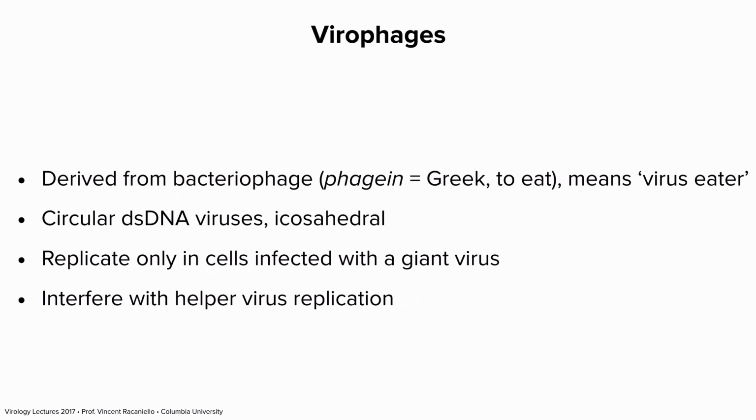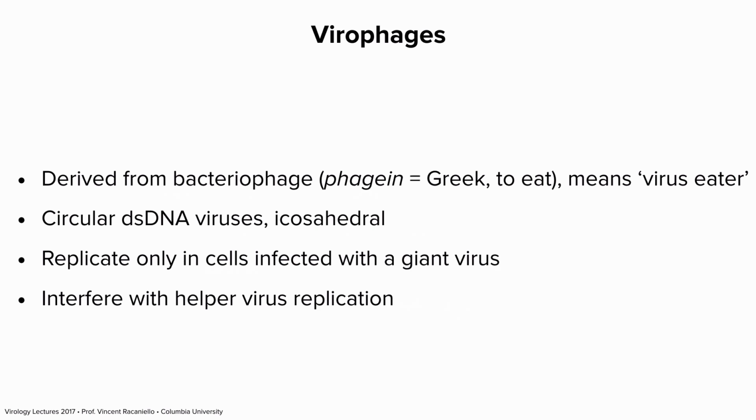Now, another class of satellites is what we call virophages. When they were first discovered by a French group, they called them virophages, which I think is an unfortunate name. The name comes from phage. Well, phage itself, bacteriophage, is from the Greek to eat, because they were originally thought to be destroying bacteria, which of course some of them can do. A virophage is a virus eater.